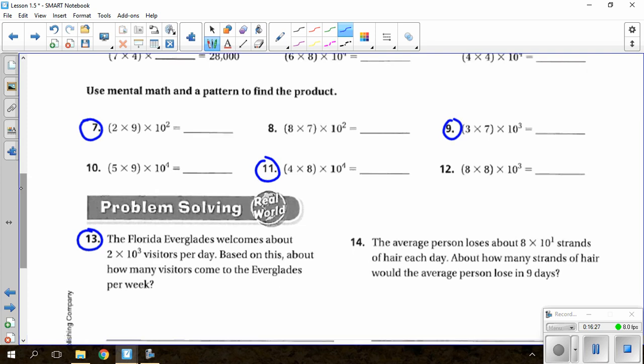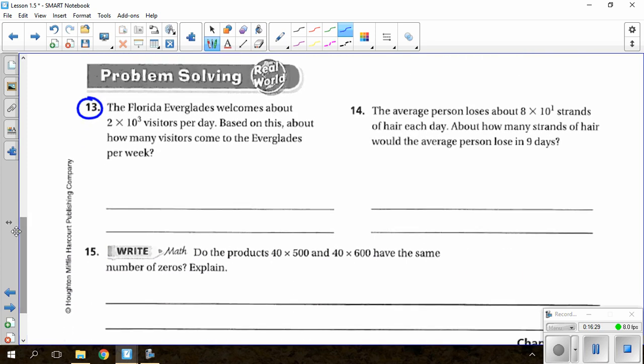And for question number 13, it says the Florida Everglades welcomes about 2 times 10 to the 3rd power visitors per day. Based on this, about how many visitors come to the Everglades per week? Well, we do know that there are 7 days in a week, so we are going to take the basic fact of 7 times 2 and then multiply that by 10 to the 3rd power. So that is the answer that you will give me for number 13.